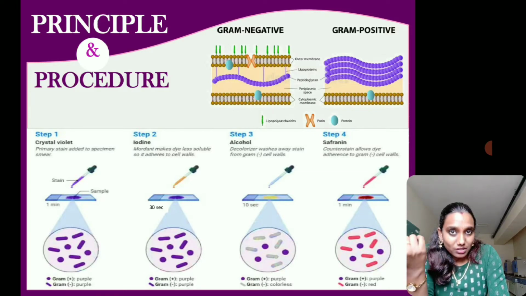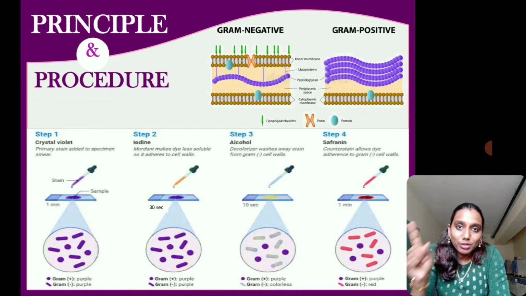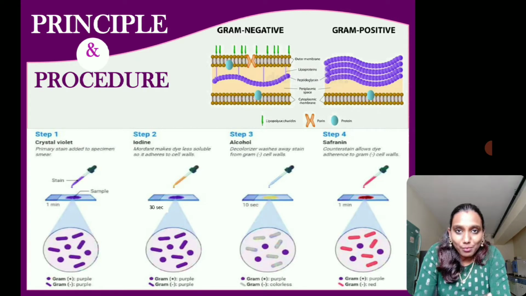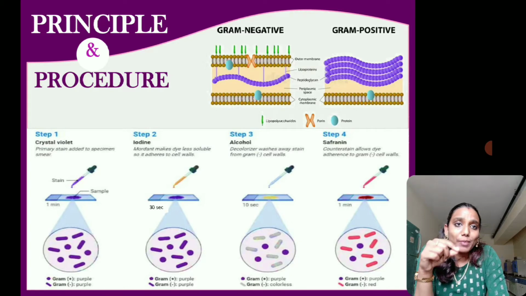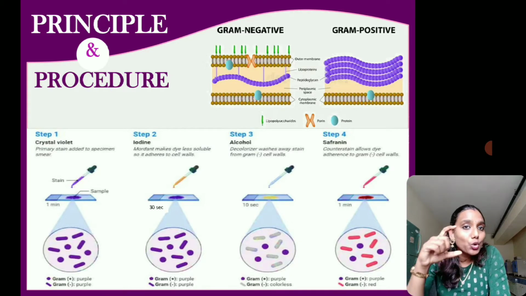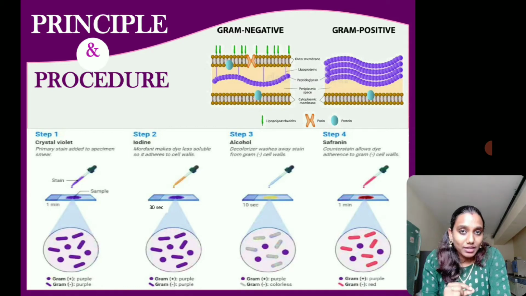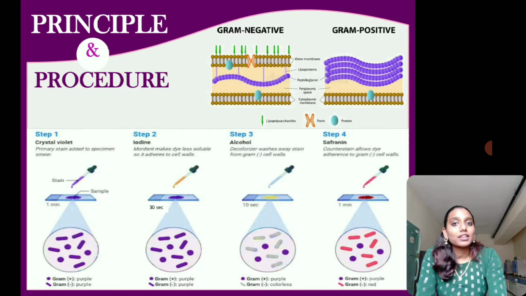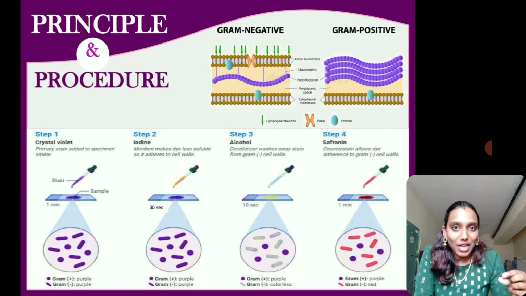If you see the gram-negative bacteria, it has an outer membrane which is absent in gram-positive bacteria, and it has a peptidoglycan layer, but it is very thin. The cell wall of gram-negative bacteria is again followed by a plasma membrane. So there are two membranes, an inner membrane and an outer membrane in gram-negative bacteria, whereas in gram-positive bacteria there is only a thick peptidoglycan layer and an inner membrane, that is the plasma membrane.